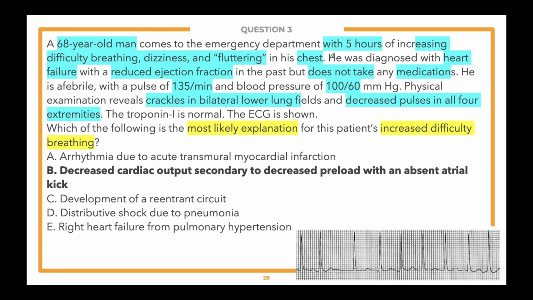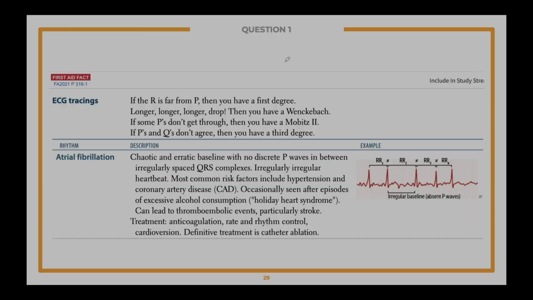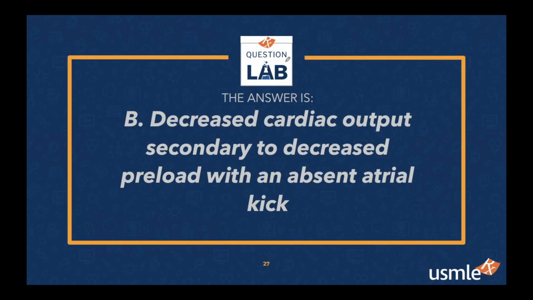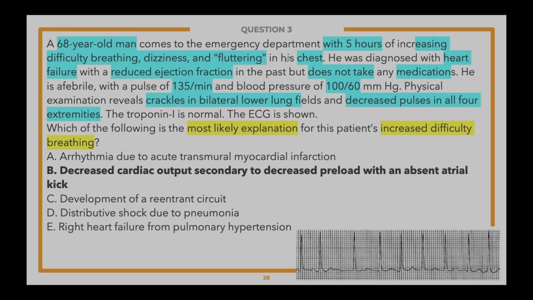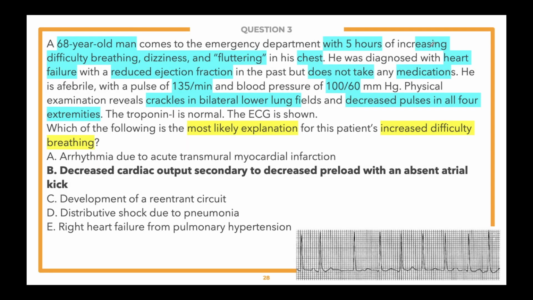Dizziness, difficulty breathing, okay? Crackles in the lungs, decreased pulses. And we also can tell that this patient has some fluttering in the chest. And if you look at that EKG, you can see that it's kind of in what we would call an irregularly irregular rhythm, okay? There's really no discernible P waves in that EKG, okay?